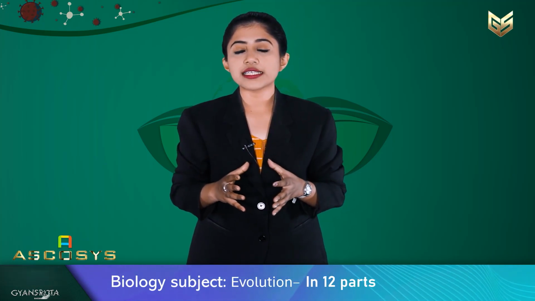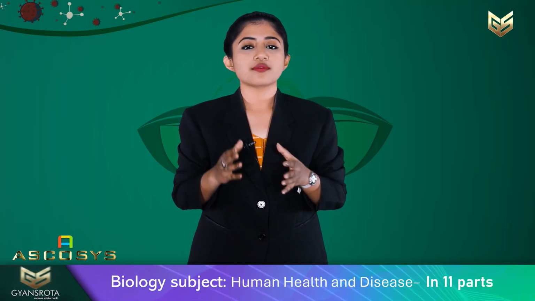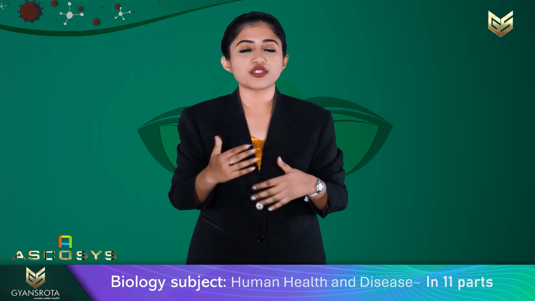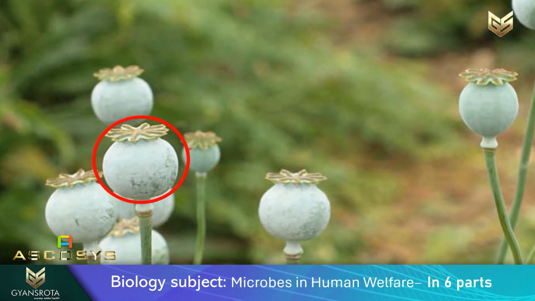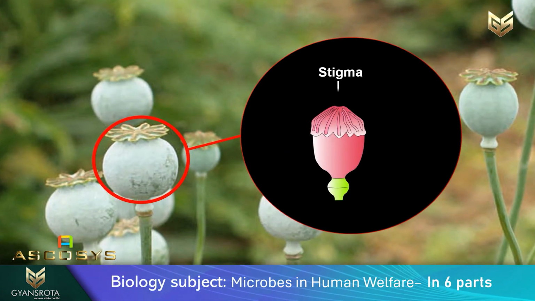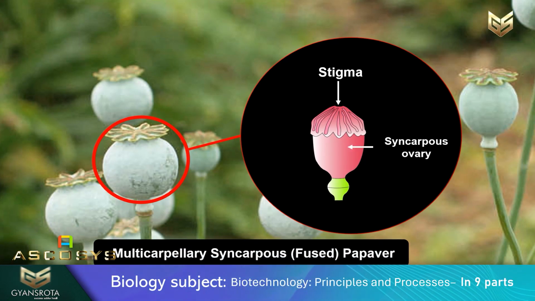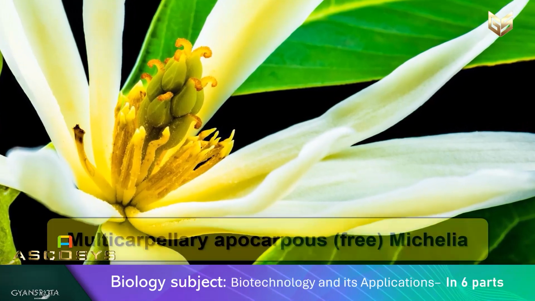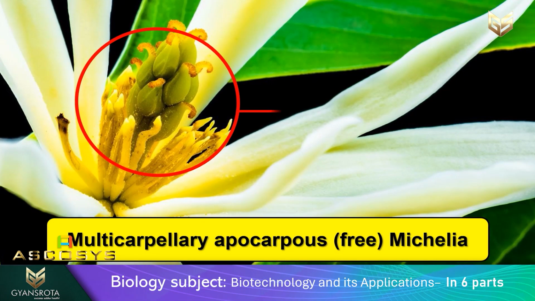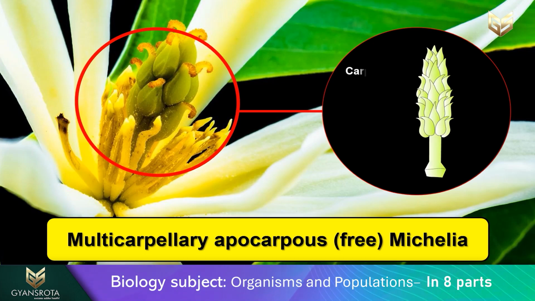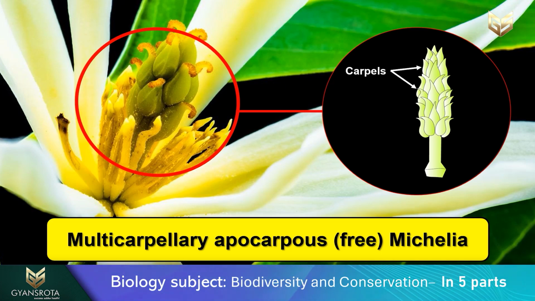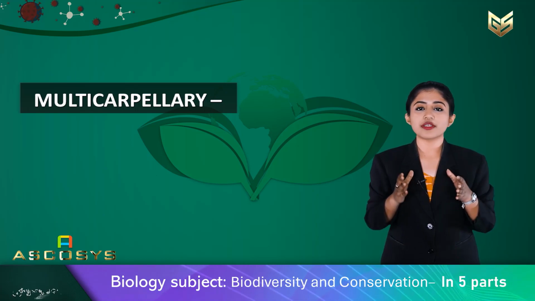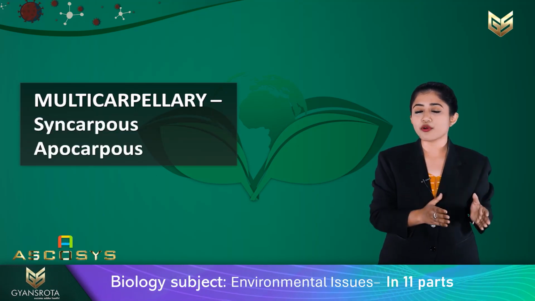Carpels can be multicarpellary, meaning there are more carpels, more than 2, right? In this figure, you can see that the carpels are fused. When the carpels are fused, they are called syncarpous. An example is Papaver. In the next picture, you can see Michelia. These carpels are free, okay? When the multicarpellary carpels are not fused, when they are free, we call it apocarpous. So, multicarpellary pistils can be of 2 types: either apocarpous or syncarpous.